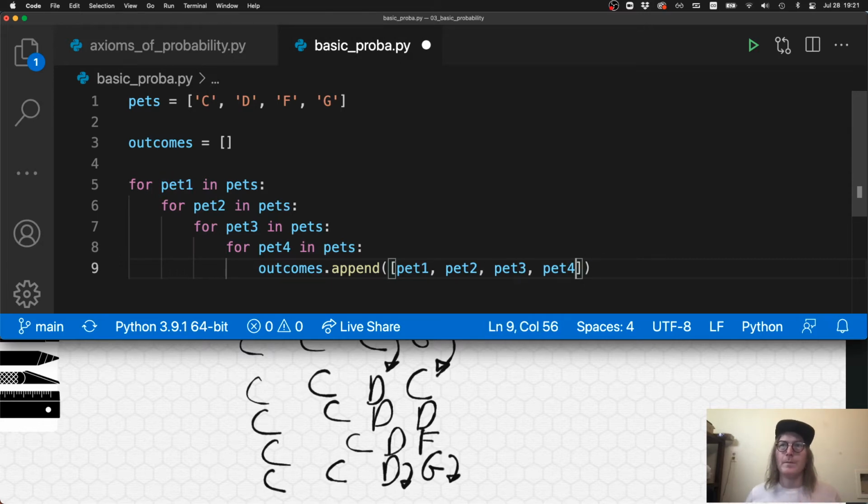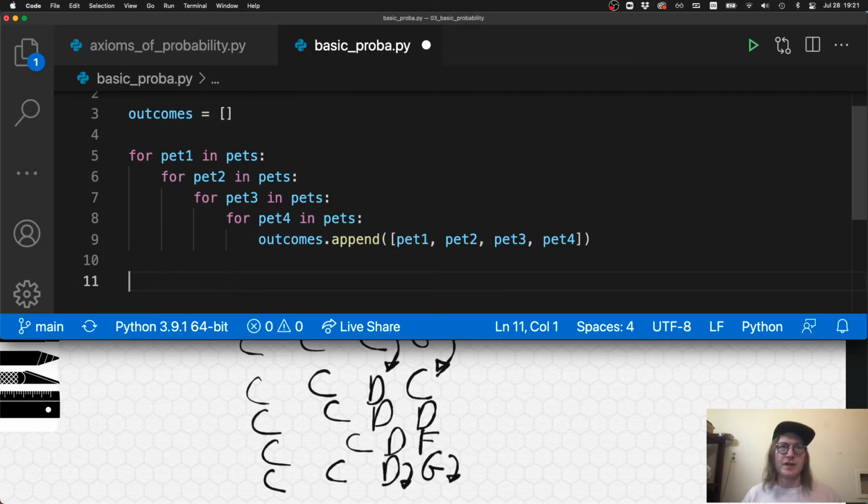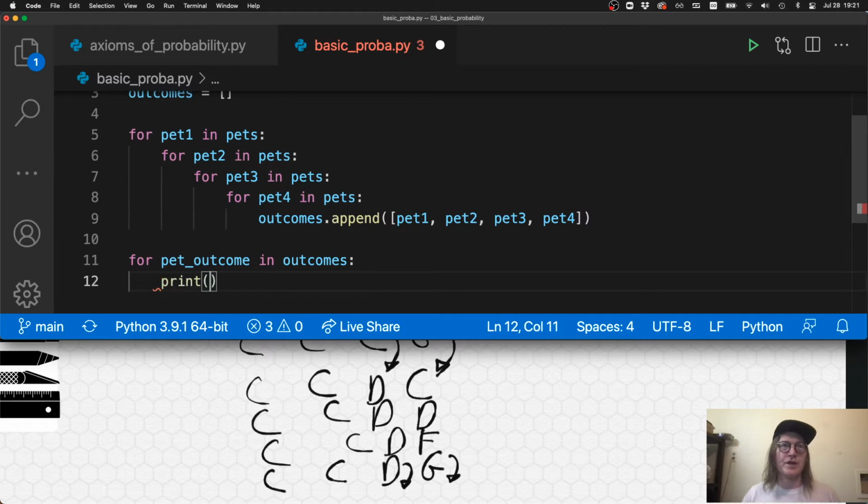And at this point, I am counting in this number system. All right. So I'm going to say for pet outcome in outcomes, let's just print that pet outcome. Okay.